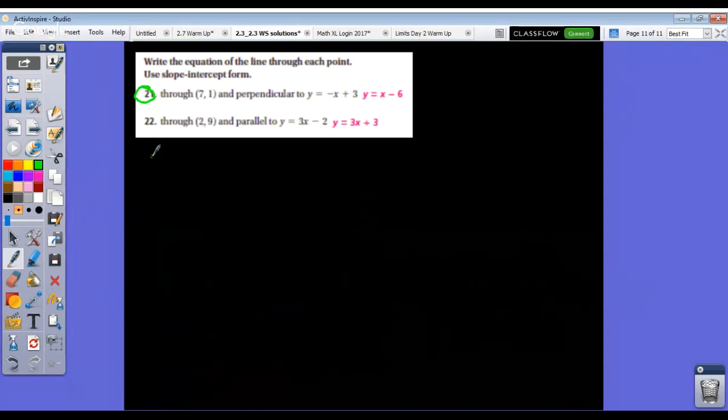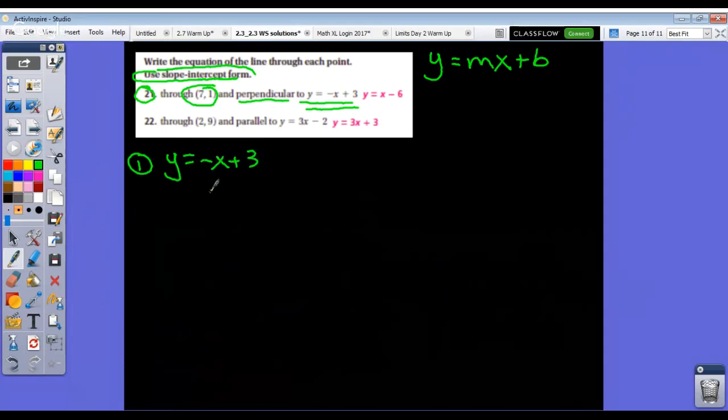All right, so we're on to the last few. So this time we're given a point, 7, 1, and we're asked to find the line perpendicular to y equals negative x plus 3. I would also like you to pay attention to the directions. The directions say slope-intercept form. So our answer should be in the form y equals mx plus b. The first thing I'm going to do is find the slope that we're given. So y equals negative x plus 3 tells me that the slope of the line I'm given is negative 1.